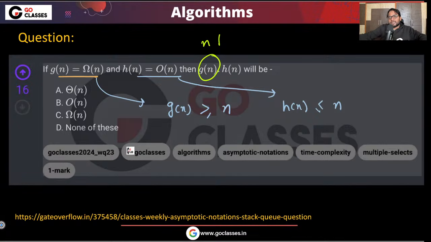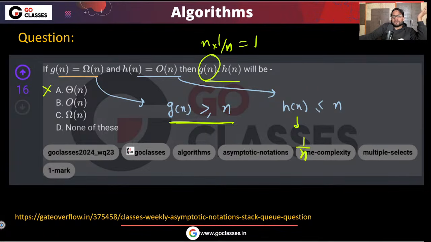Problem may occur if Hn, you take till constant is fine. If it is 1 by n, then what will happen? If you take it as 1 by n, then it is just 1. So it depends on Hn. It can degrade this Gn to maybe anything. So it depends on Hn. So basically, it is definitely not theta, definitely not big O, because it depends on the Hn.